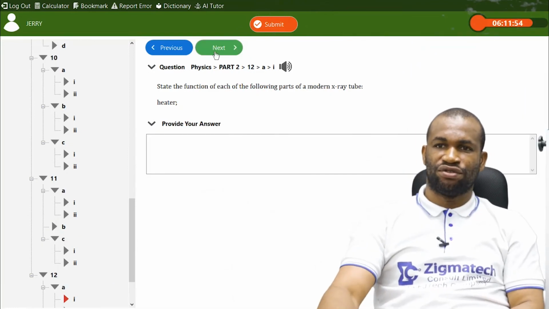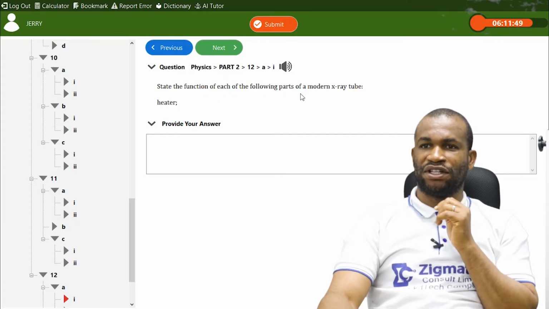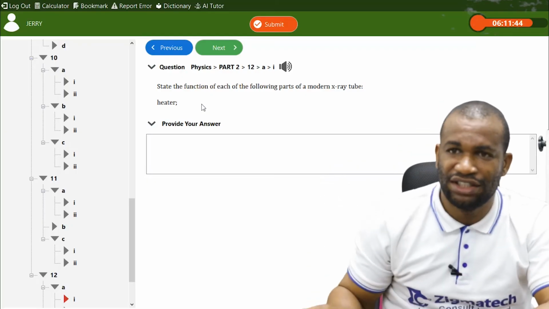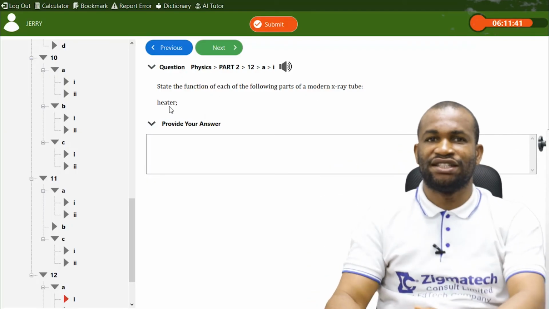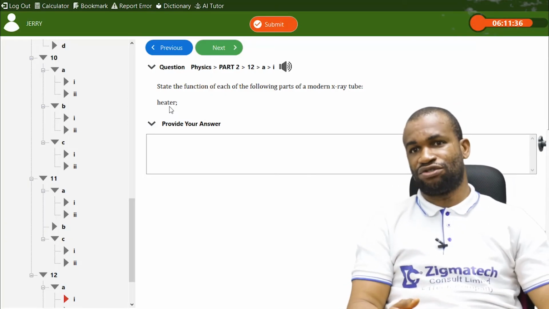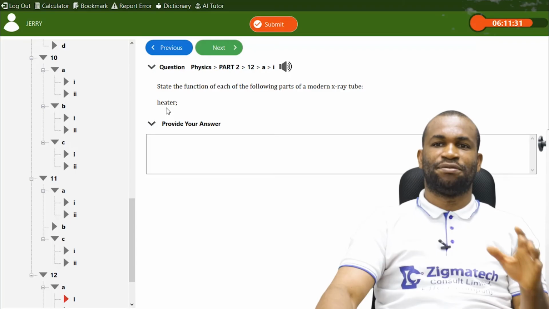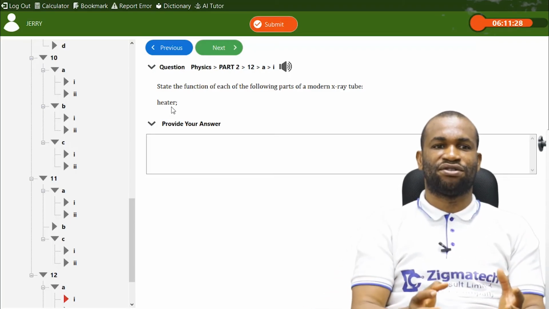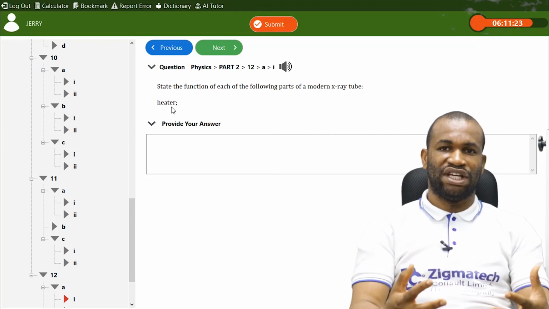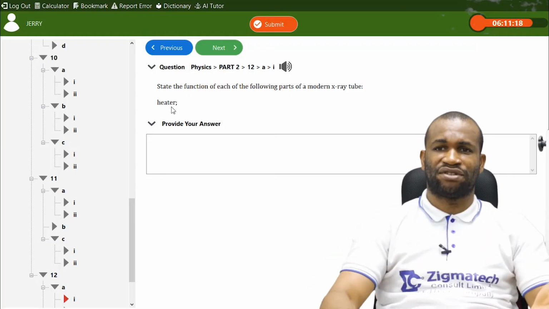All right, let's go to number 12 right now. State the function of each of the following parts of a modern X-ray. I think I'm not asked to draw actually. The heater. The heater is like the filament. If you have a picture of a modern X-ray, you understand. There is a point called heater, and that heater is the point of filament. What is filament? Filament is just a metal which when heated can give out electrons. So it acts like a cathode, through thermionic emission, giving out electrons.